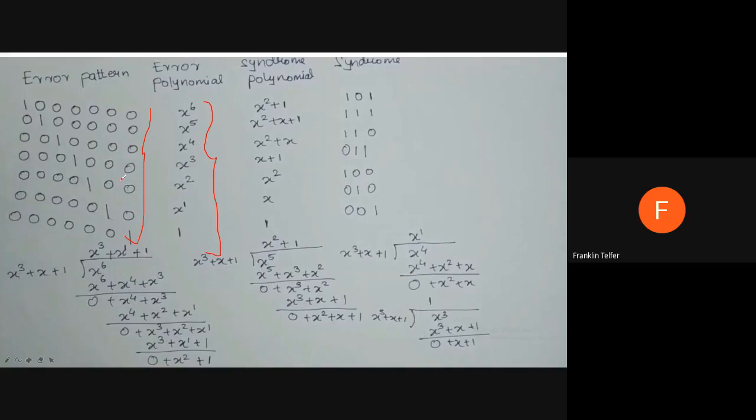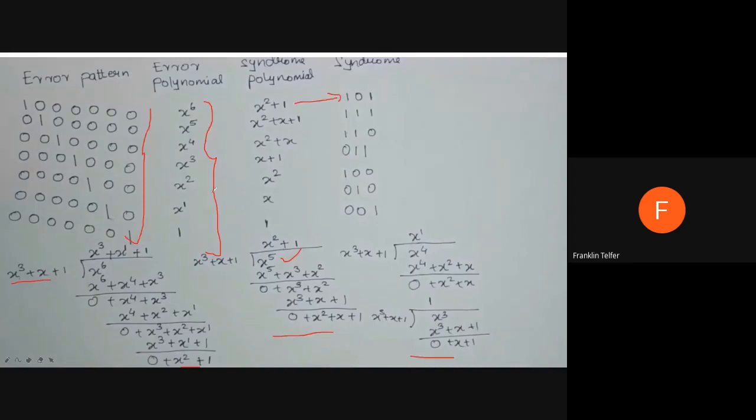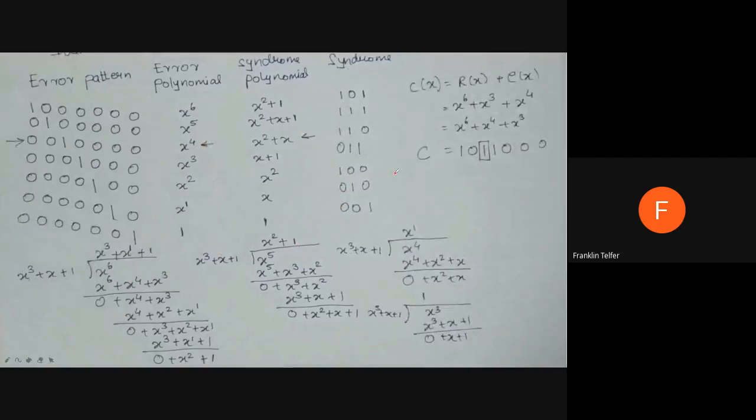You have to do the multiplication. Convert everything to a bit level. So now you can see where the error pattern lies. So the final C of x is equal to R of x plus E of x.